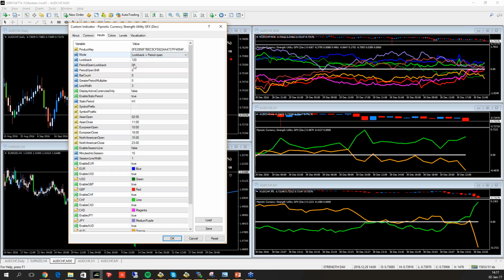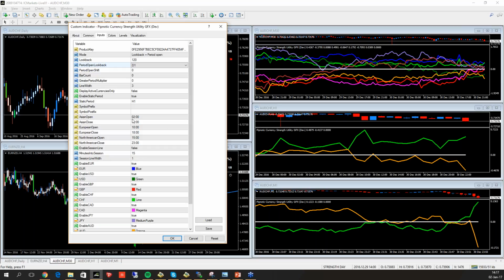But if you say, for example, the period open look back, we want it to show us what's going on over the past day, then it'll show us the development of the currencies in relation to one another since today opened. So since 1 minute past midnight local broker time, because then we're going to start seeing the market trading, and then we're going to see the currencies beginning to converge towards or diverge away from one another. So those are the 3 settings that we have here.